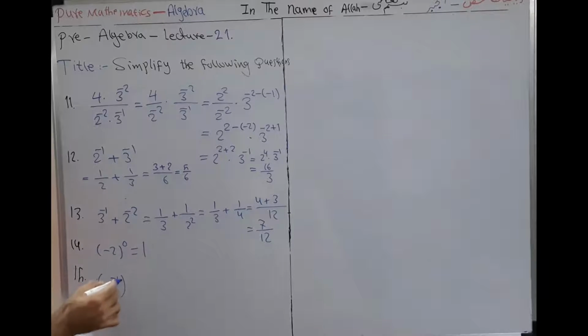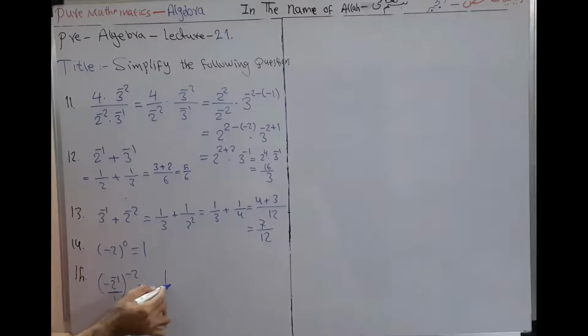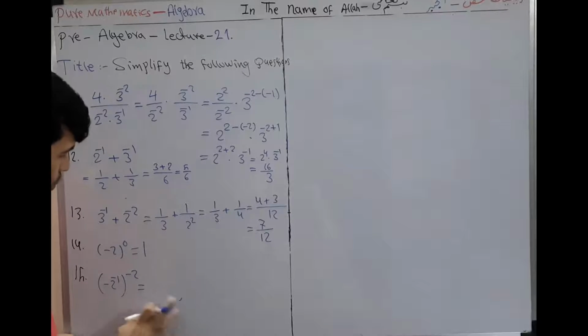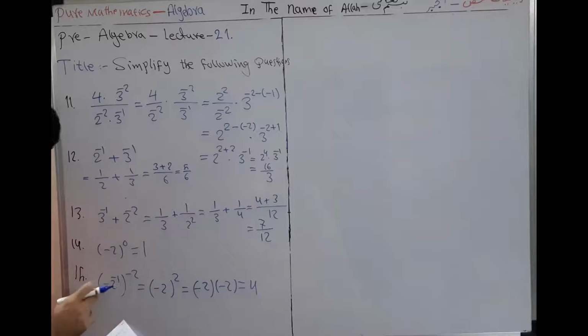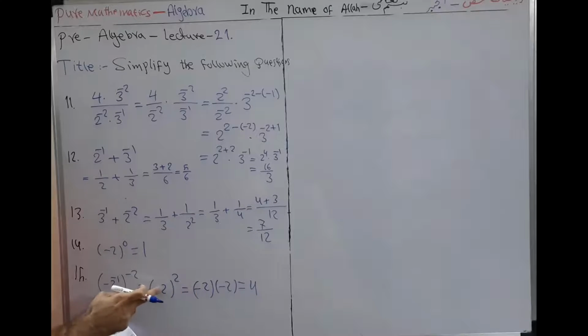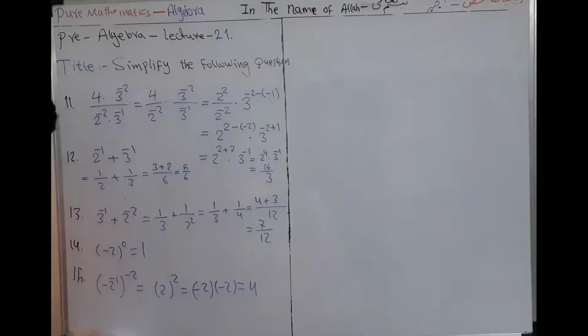Minus 2 to the power minus 1 whole to the power minus 2. We can write it like this: minus 2 whole to the power minus 1 multiplied by minus 2. It is equal to 2 to the power minus 2 multiplied by minus 2, which is equal to 4. Here, minus 2 to the power minus 2 also becomes positive. If we write it positive, no problem, it is correct. Number 15 done, number 16.